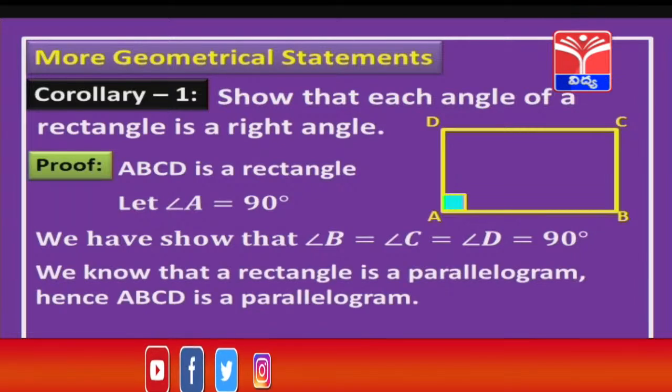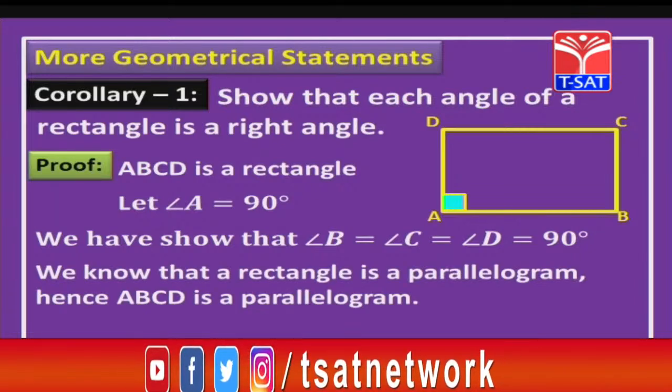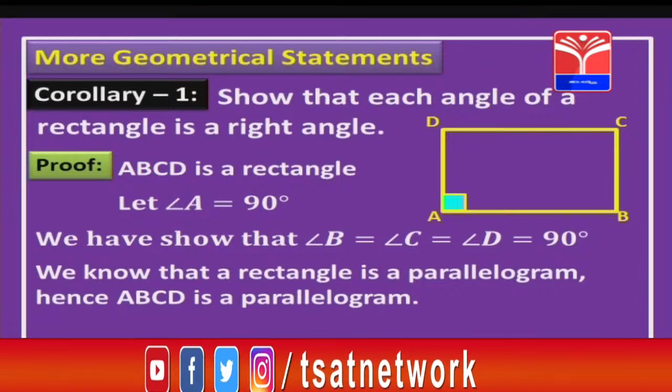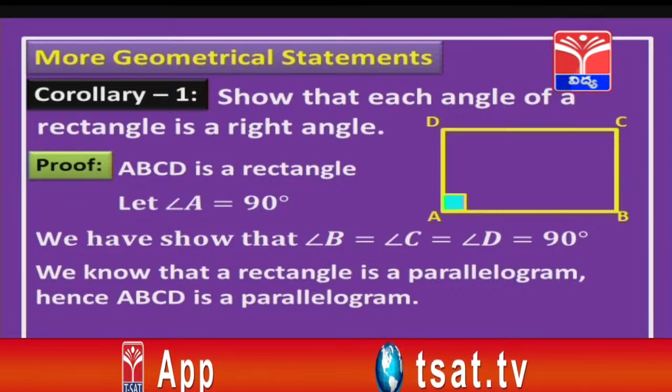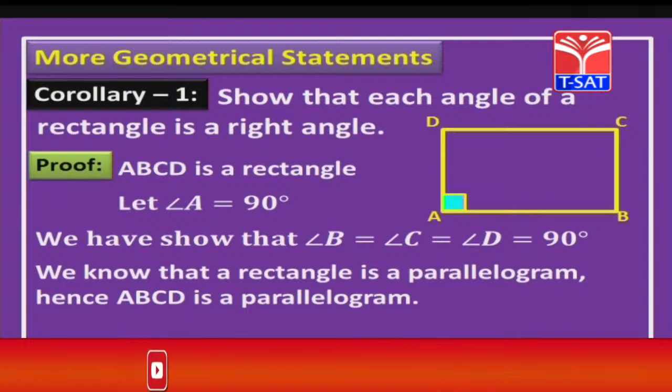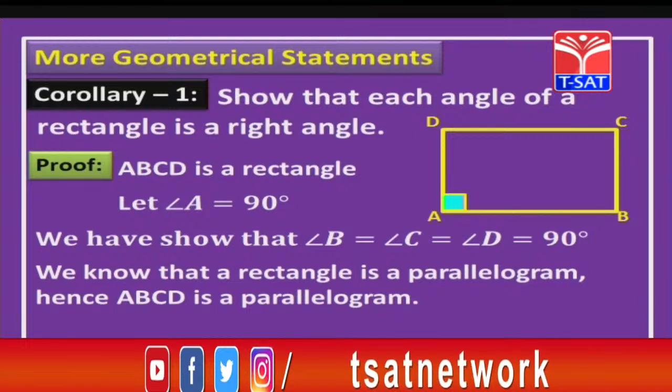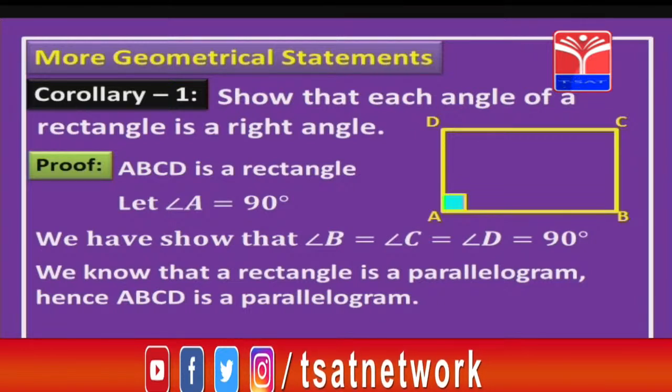We know that a rectangle is a parallelogram, isn't it, children? Because we have already seen the definition of a rectangle. A parallelogram is one in which opposite sides are parallel, right? So, in a rectangle also, both the pairs of opposite sides are parallel. So, I can say a rectangle is a parallelogram. Here the rectangle ABCD is nothing but a parallelogram ABCD.